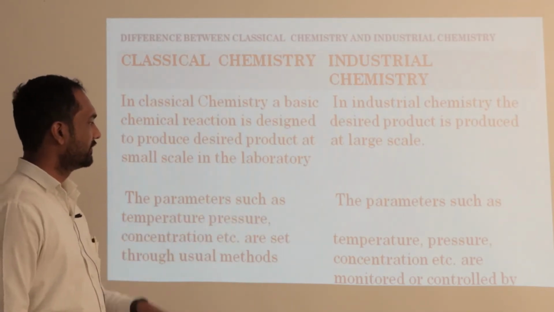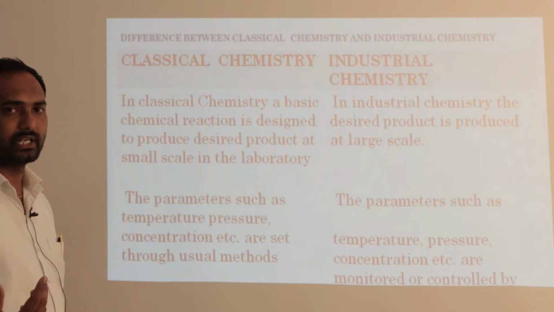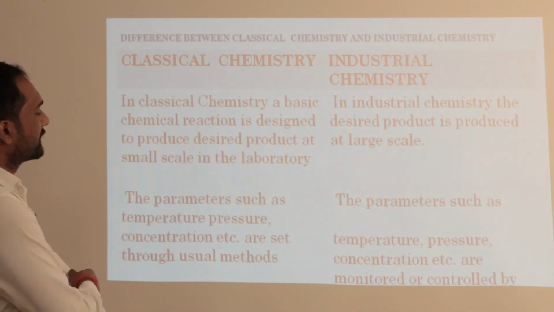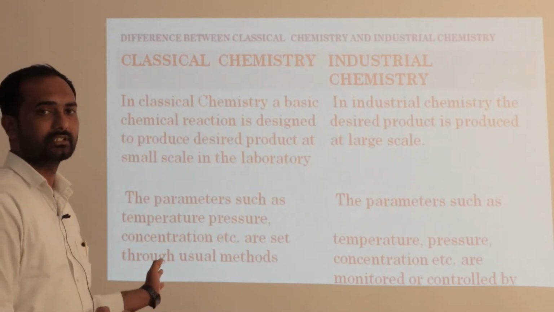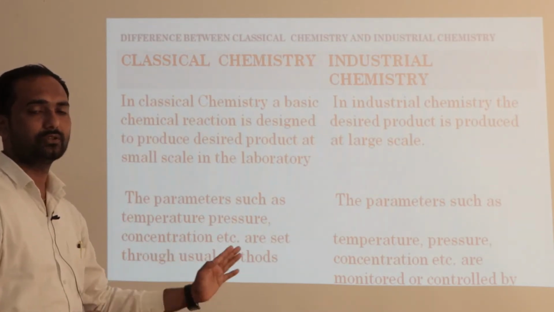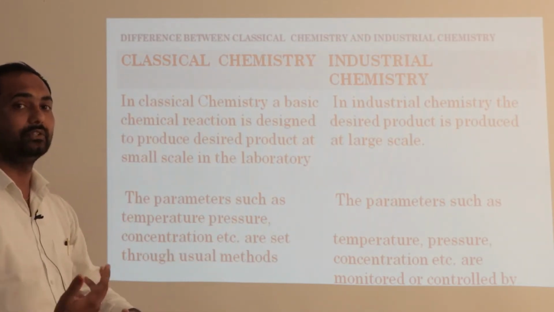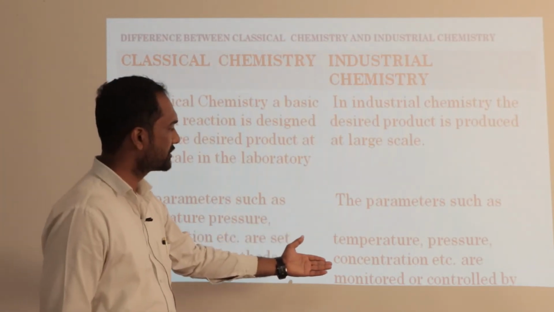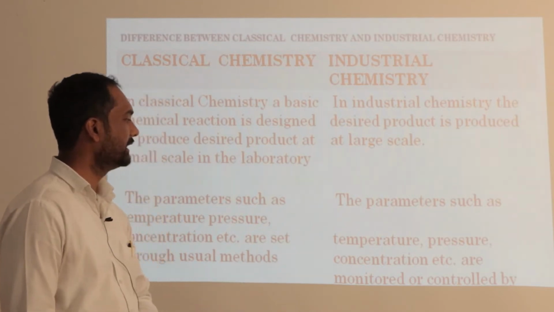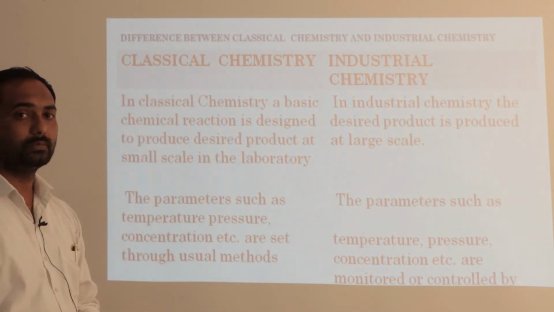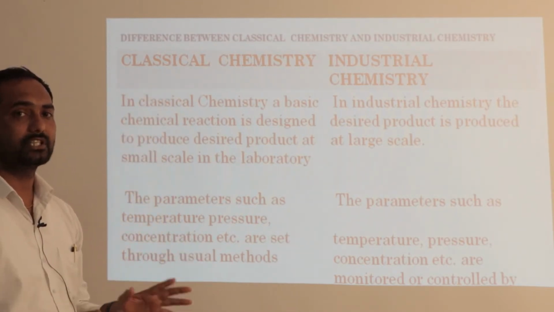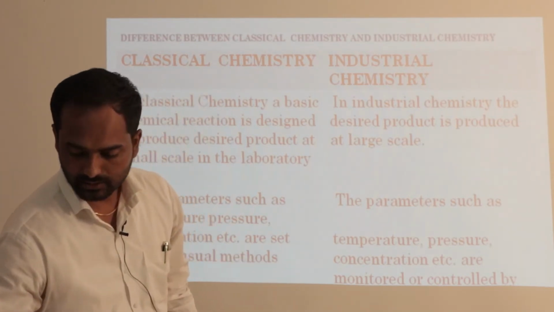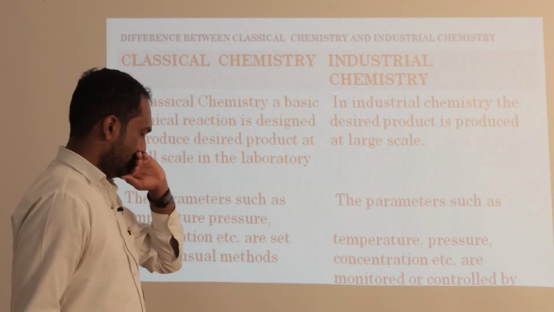So there is a difference between these two chemistries regarding the parameters. So in classical chemistry, these all parameters such as temperature, pressure and concentration are maintained manually. Okay, but in industrial chemistry these parameters are maintained or controlled with the help of automated systems such as computerized systems. Okay, so this is one of the differences regarding parameters.